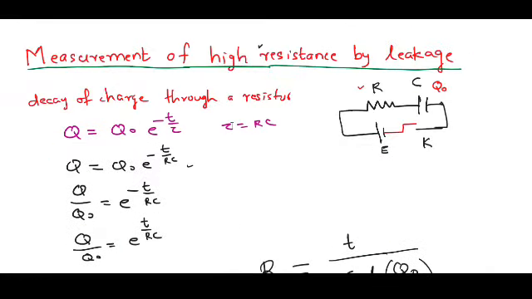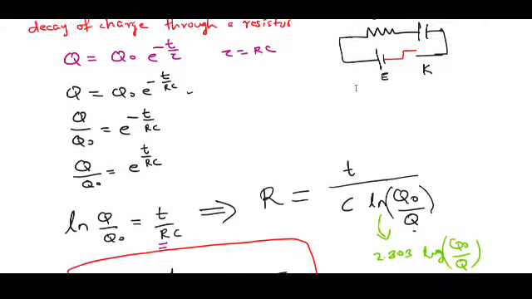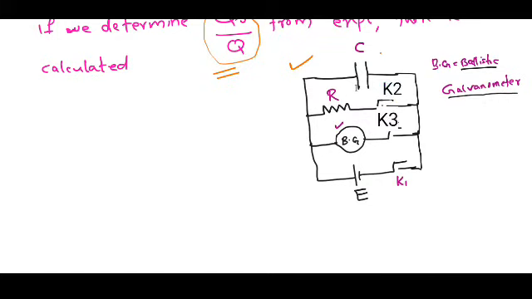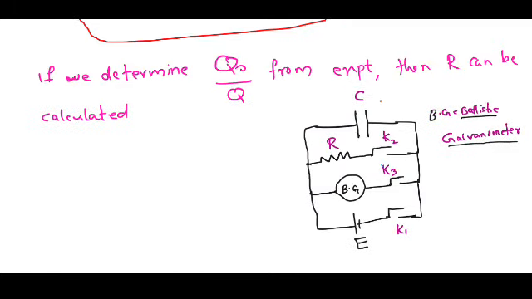The title of this discussion is the measurement of high resistance by leakage. Leakage means the decaying of charge through the ballistic galvanometer and also through the resistor. That is the discharging of the capacitor through the resistor and the ballistic galvanometer. That is why we use the term leakage. In this arrangement, we have three keys: the first key is K1, and K2 is connected here, K3 is connected here.